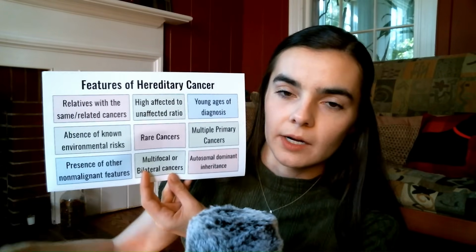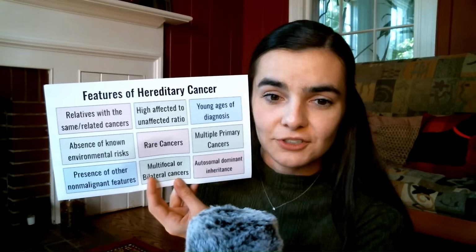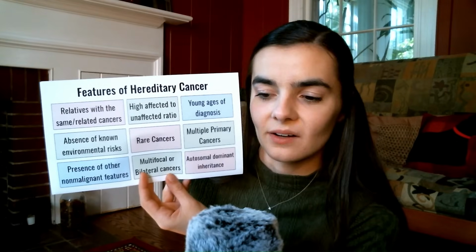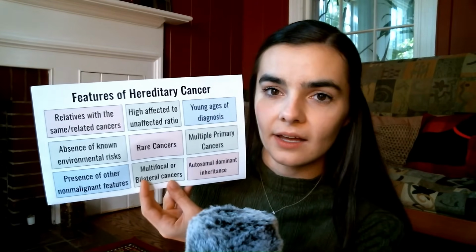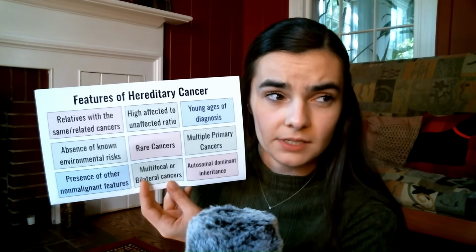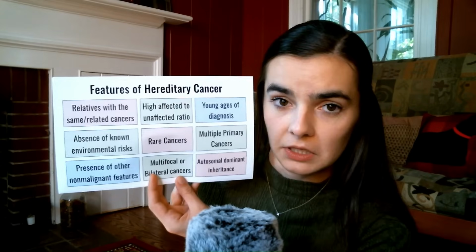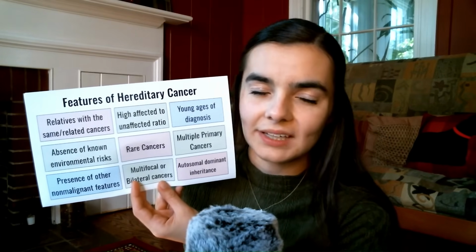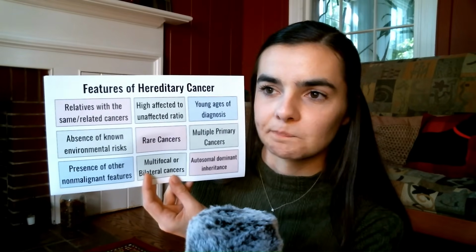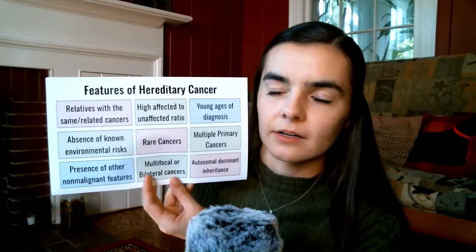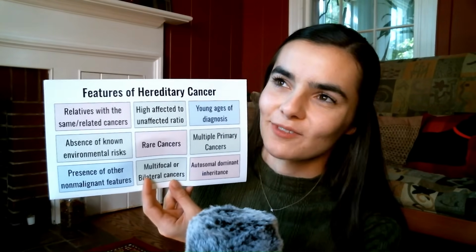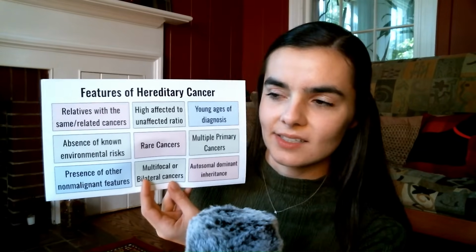Absence of known environmental risk factors. Essentially, environment is not hereditary. So when someone says their family member had lung cancer, I always ask, were they a smoker? If they weren't, then maybe we're looking at something concerning. Whereas if they were, we can say, okay, that lung cancer is probably due to that smoking. So absence of environmental risk factors is when we're maybe looking at something hereditary.